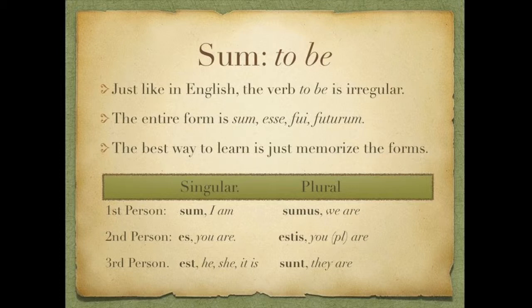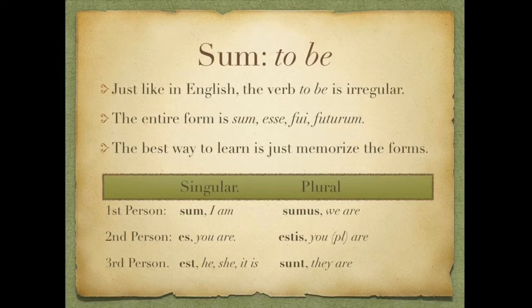The entire form of the verb is sum, esse, fui, futurum. So there we have the infinitive esse. Unlike what we've done before, we don't do anything to the infinitive form and add endings to it. Really the best way to learn this is just to memorize the forms. So we'll go through these really quick.